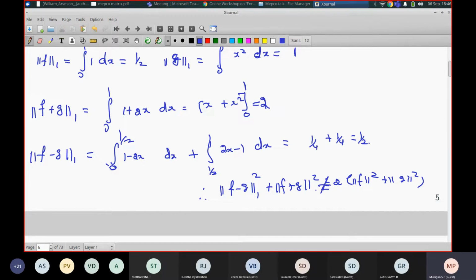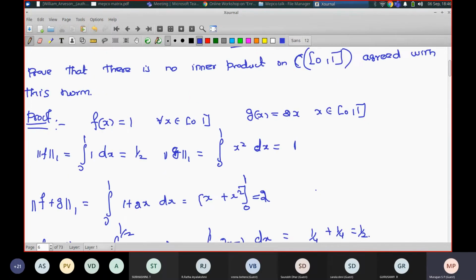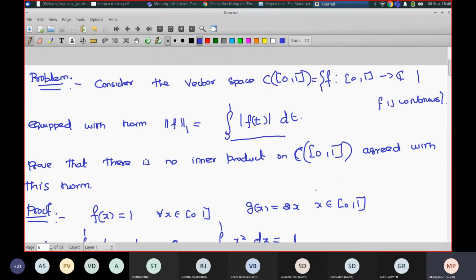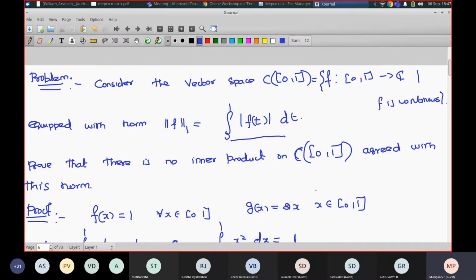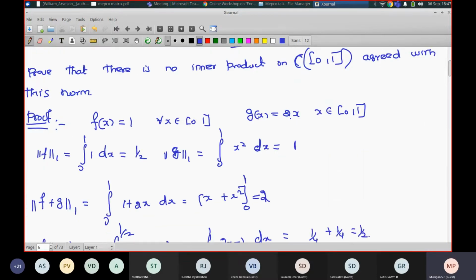Therefore, what you can conclude is that you cannot put an inner product on C[0,1] that agrees with your L1 norm, right? So basically, you can never put an inner product on this space under the L1 norm. If you take the integral from 0 to 1 of modulus of f of t whole square dt, that may come from an inner product, right? This L1 norm does not come from an inner product.